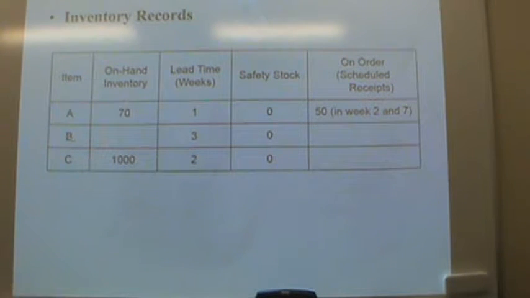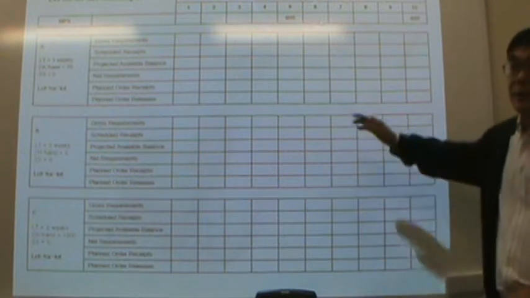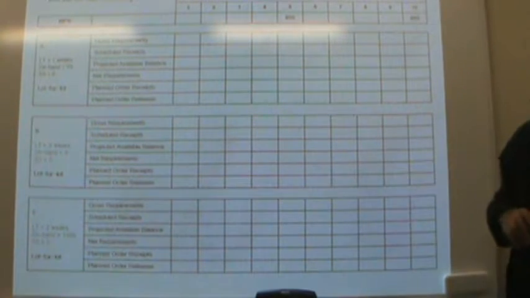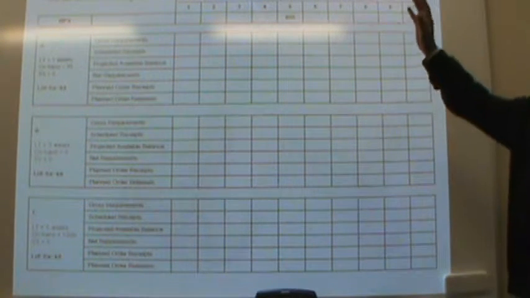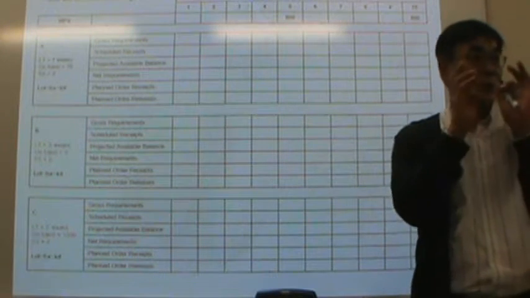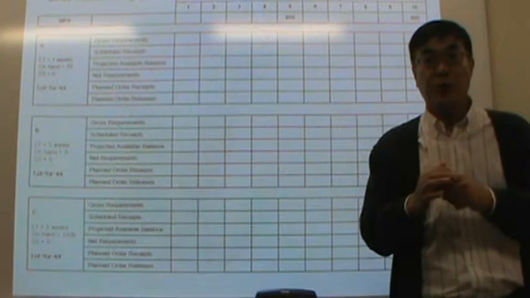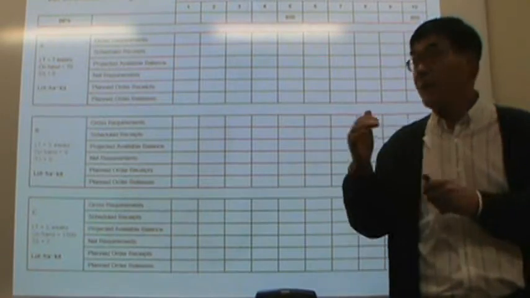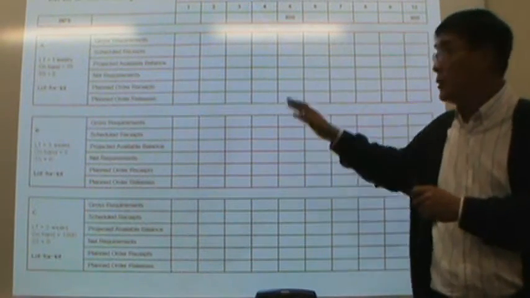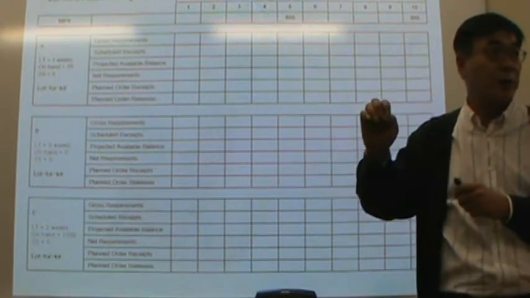Part B has no on hand, but the lead time is longer, 3 weeks. Part C has 1,000 on hand, and the lead time is 2. This is the MRP system. I cannot show you the actual software, but I made this chart to show how it works.